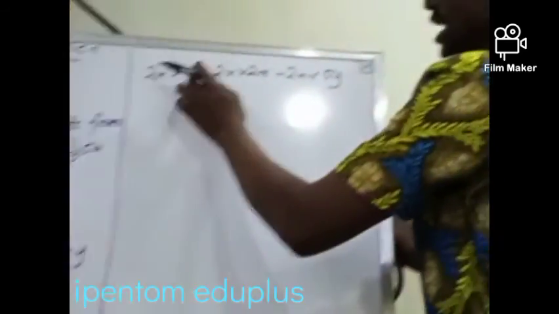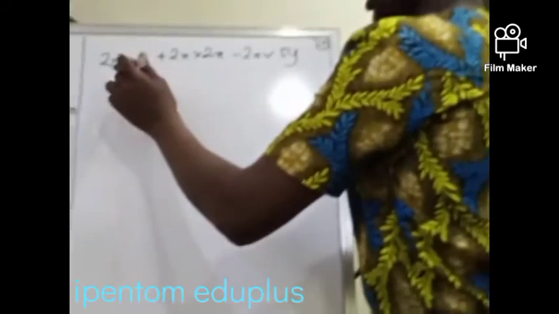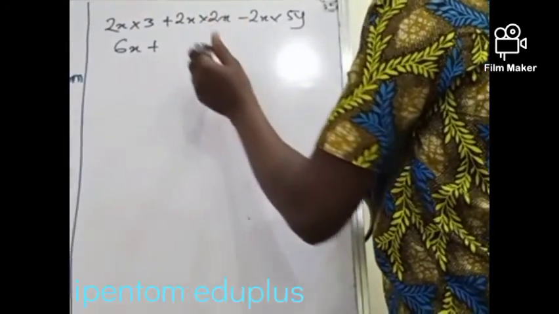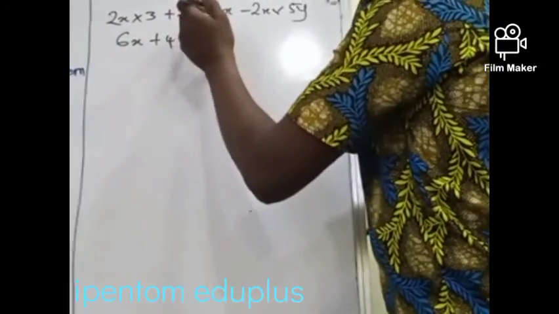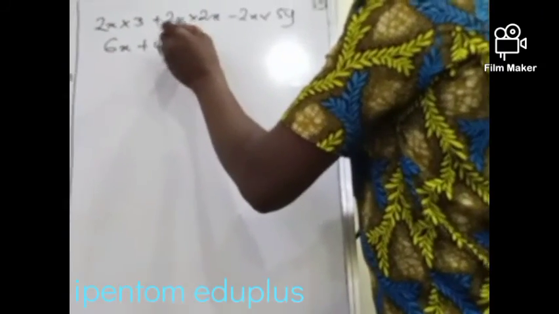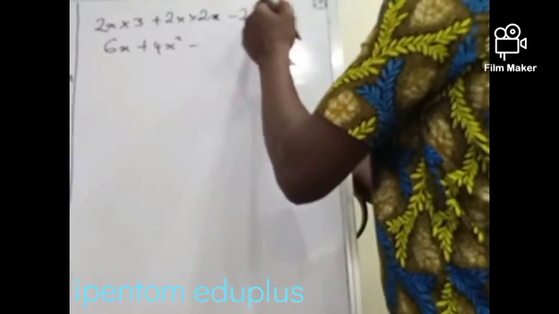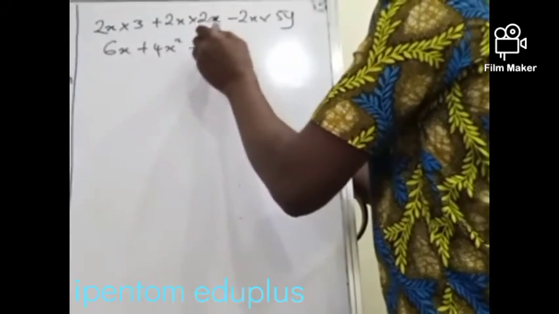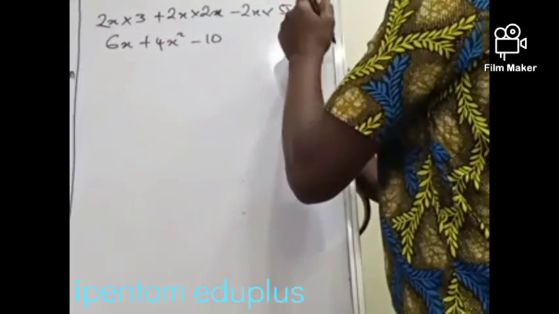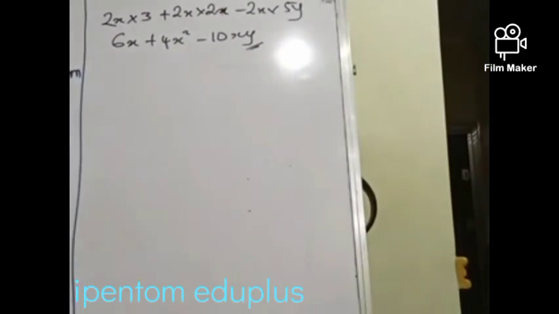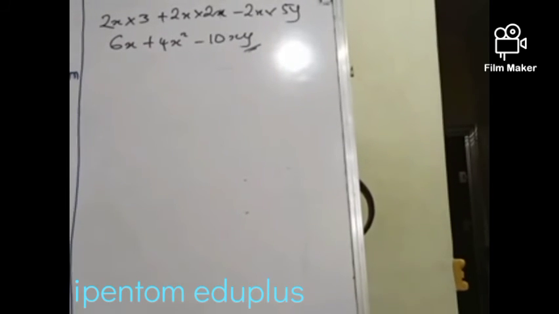So that 2x times 3 will give me 6x, plus 2 times 2 will give me 4, then x times x will give me x squared, minus 2 times 5 will give me minus 10, x times y will give me xy. So that is how to remove bracket.